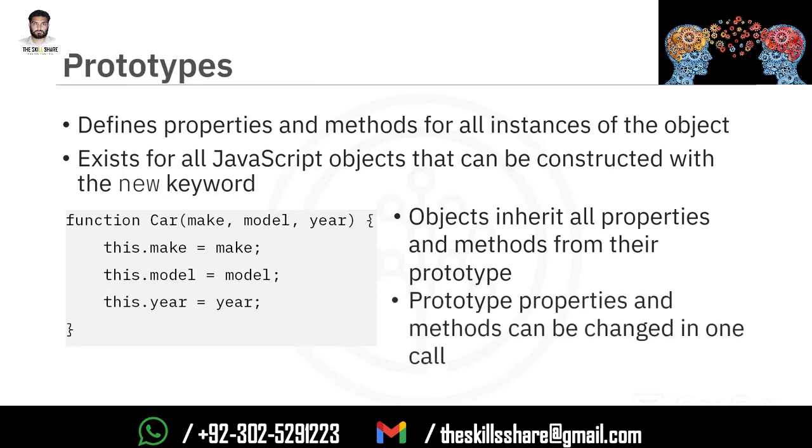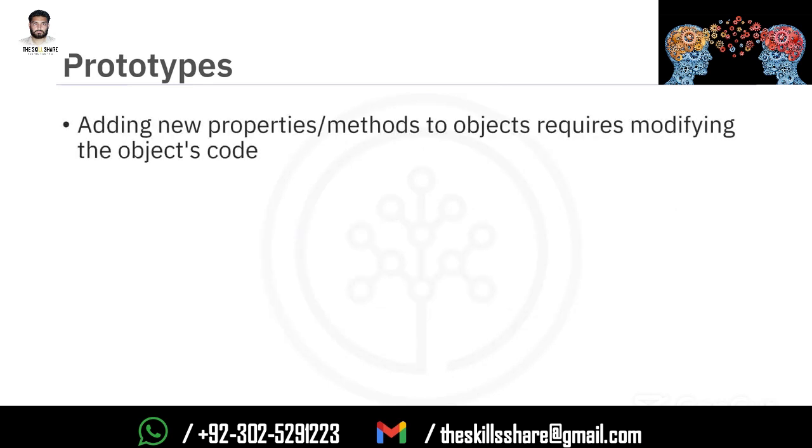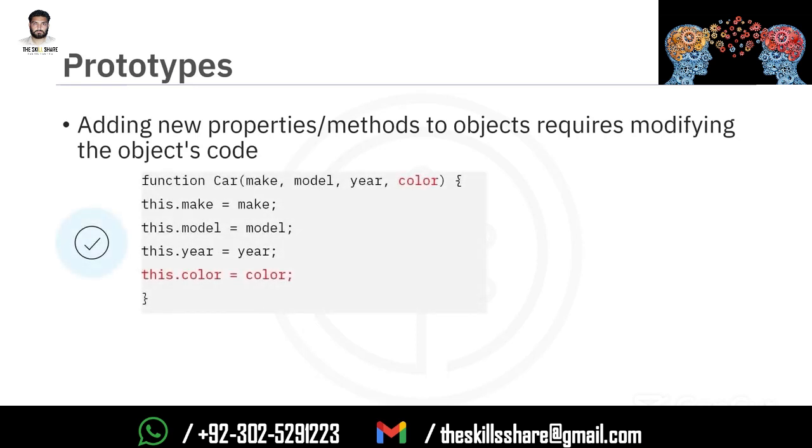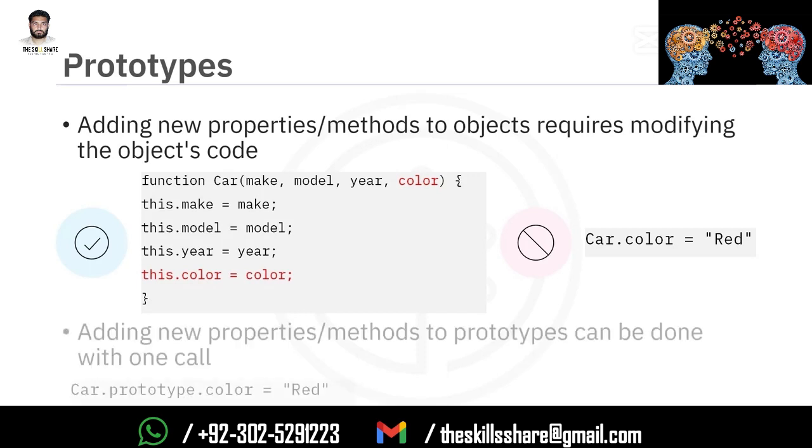Unlike objects, the methods and properties of prototypes can be changed with one call. So, if you want to add a new property to an object's constructor function, for example, you must add it to the function directly by adding it as an additional argument. It cannot be done simply by calling the object itself. With a prototype, however, it is possible to add a property or method with just one call. Since all objects have a prototype property, this is an easier way to add properties and functions to objects.